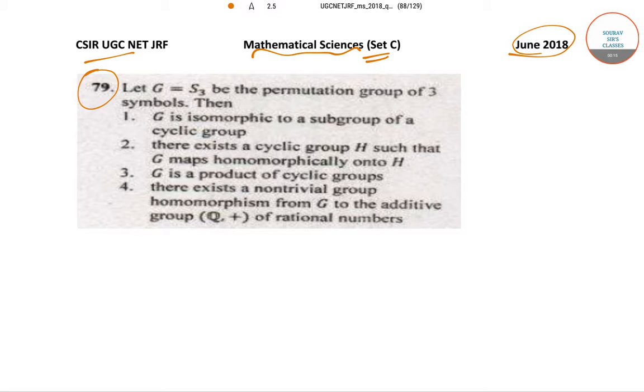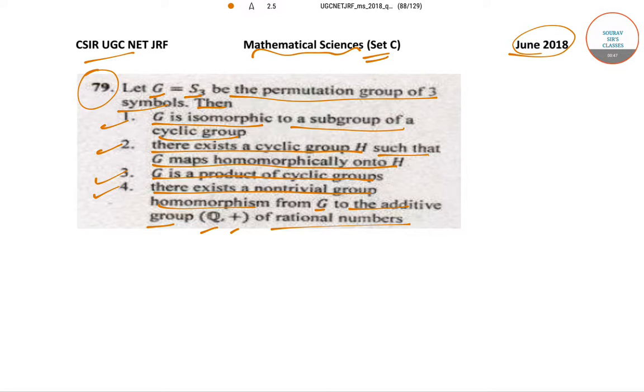In question number 79 it has been said that let G be equal to S3, which is the permutation group of three symbols. In that case, option 1, G is isomorphic to a subgroup of a cyclic group. Option 2, there exists a cyclic group H such that G maps homomorphically onto H. Option 3, G is a product of cyclic groups. Option 4, there exists a non-trivial group homomorphism from G to the additive group Q plus of rational numbers. So this is what we have been given.